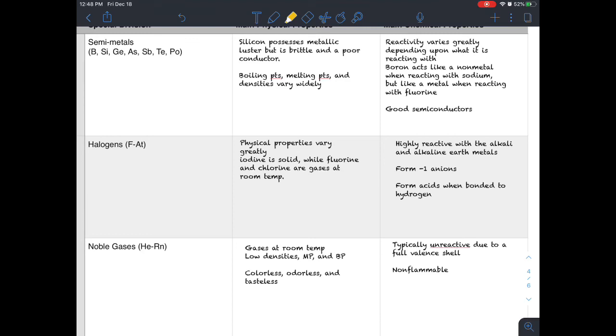They're highly reactive with the alkali and alkaline earth metals. That was something that we had talked about before. And they will form those 1- anions. And then something else we talked about before already was that they'll form acids when bonded to hydrogen. Or maybe we didn't talk about that before, but we will be talking about that again.